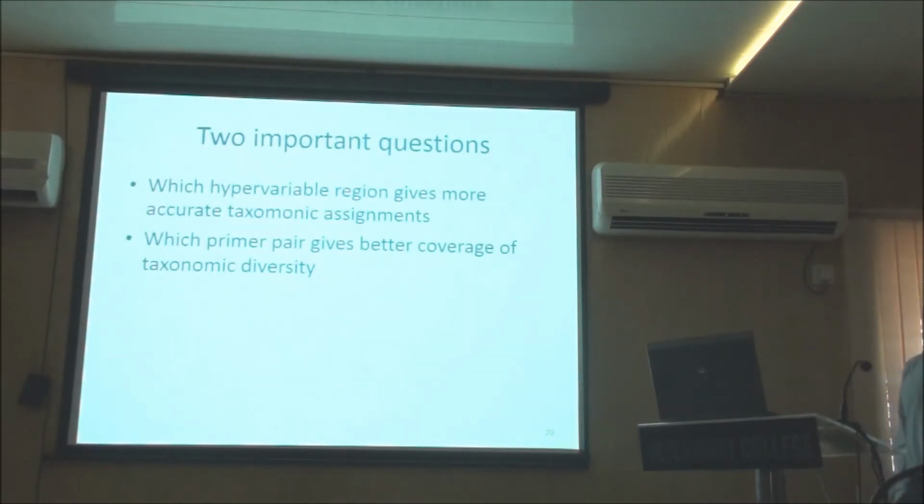So the major question which everybody asked here is which hypervariable region gives more accurate taxonomic assignments, and which primer pair. When you are talking about many primer pairs, which primer pair gives better coverage of taxonomic diversity. What I am going to share with you is a very simple little exercise which we have done to answer these two questions, and I will also give you 1 or 2 examples of what others have done along similar lines. This is again by no means a definitive answer, but it will give you some clues as to how these studies are to be designed.